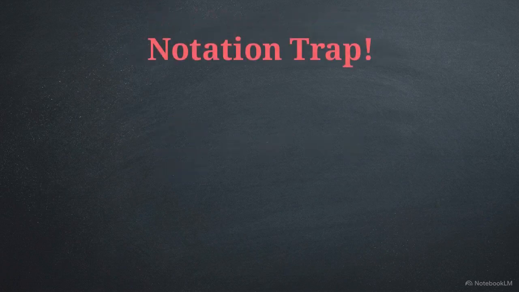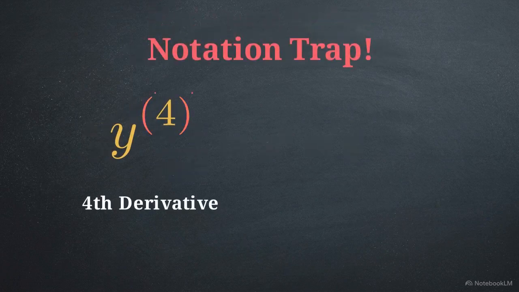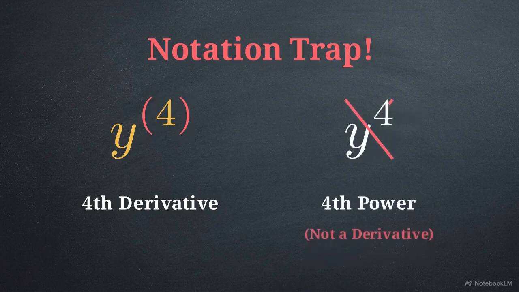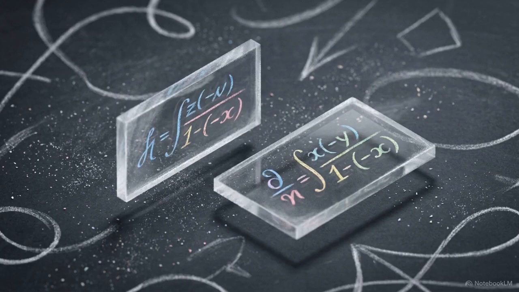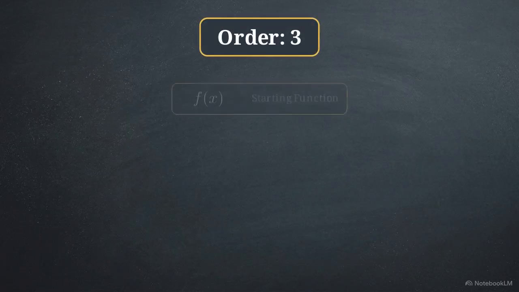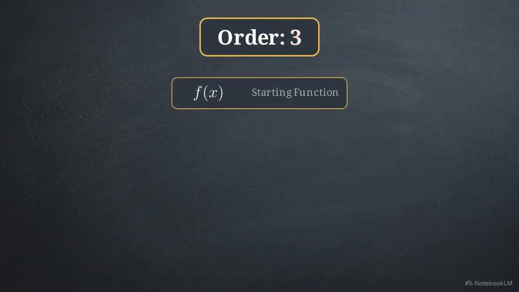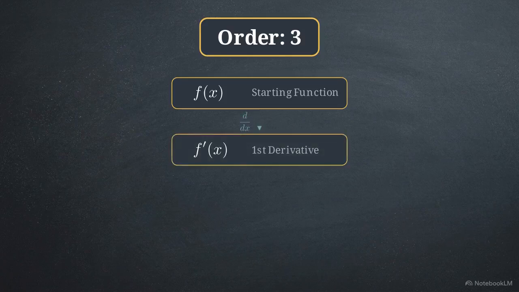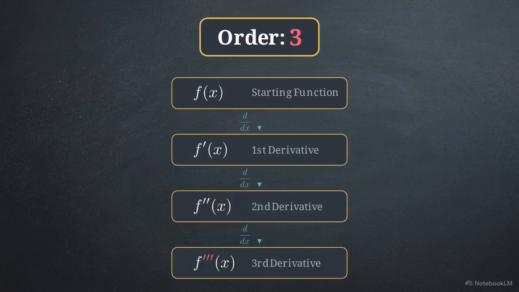Watch out for this notation trap. Parentheses around the 4 indicates a fourth derivative. Without parentheses, it is just the function raised to the fourth power. Properly reading this notation tells you exactly how deep you need to go in your calculations. The highest order identified serves as a strict map. If the equation is third order, you must differentiate your starting function 3 consecutive times.